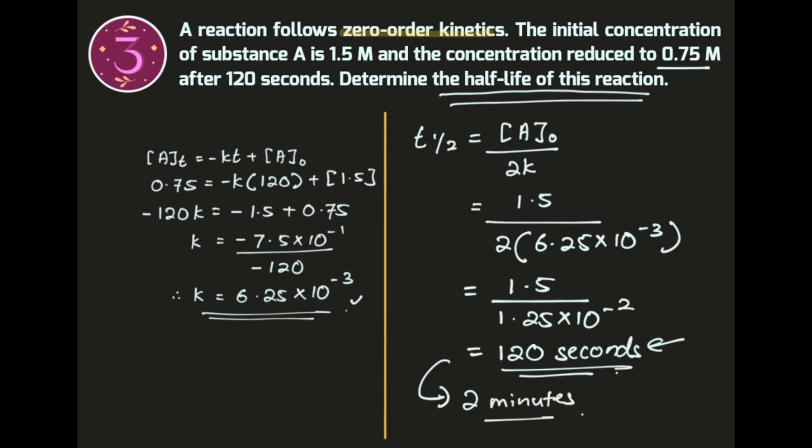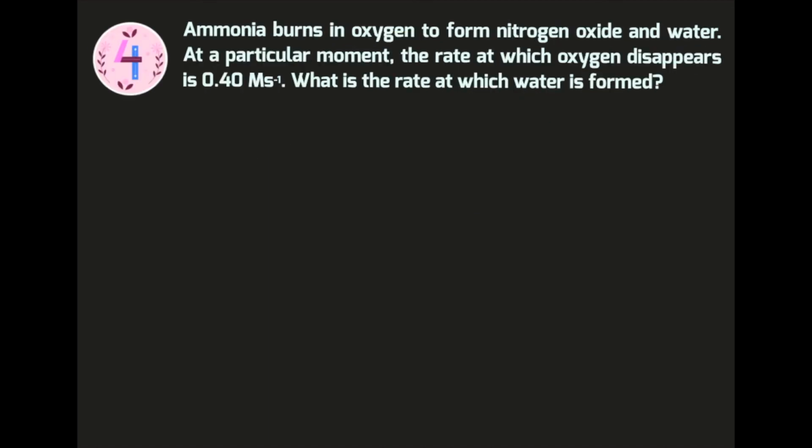So this is the final answer for the third question. Alright, we are now at the final question for quiz 3. Question number 4. Ammonia burns in oxygen to form nitrogen oxide and water. At a particular moment, the rate at which oxygen disappears is 0.40 molar per second. What is the rate at which water is formed?